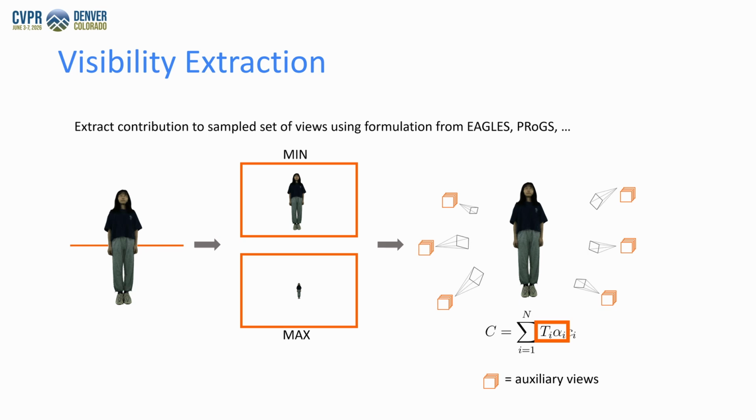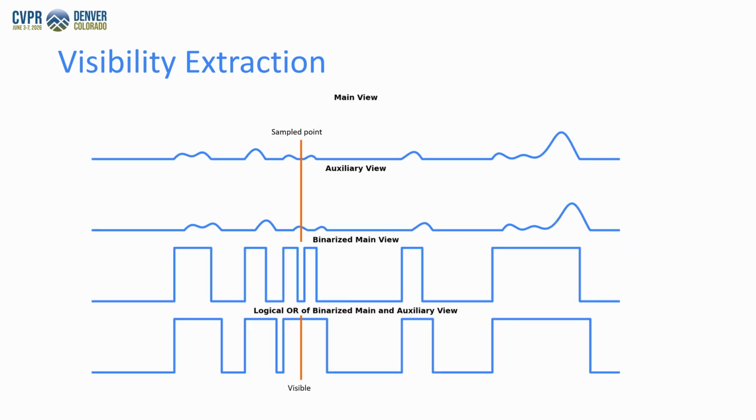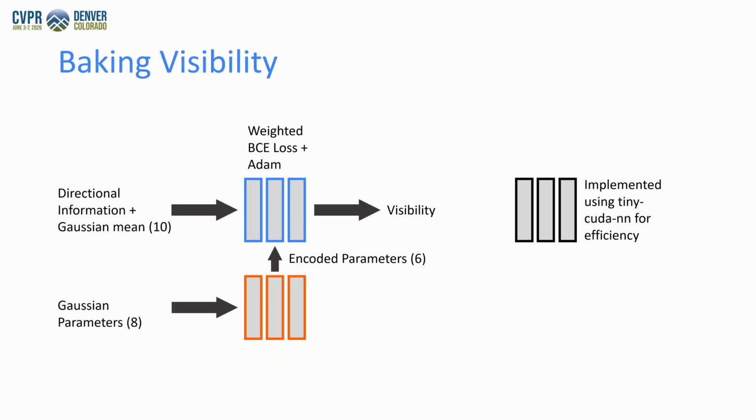As 3DGS suffers from popping, we include a small set of auxiliary views, and the final visibility to a view is the logical OR of its contributions to the main view and to this set of auxiliary views. Given the ground truth visibility labels, we train a lightweight MLP to learn these visibility functions. Concretely, we train one main visibility MLP that takes in the Gaussian mean and viewpoint information, and additionally a feature vector representing the Gaussian parameters.